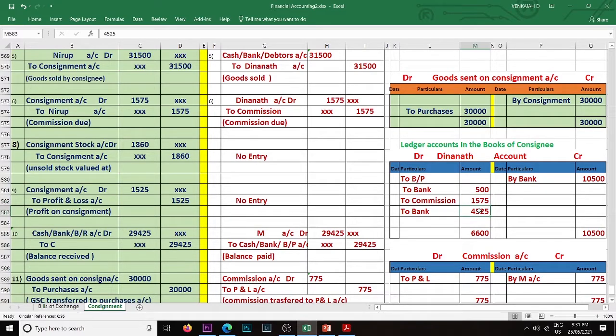Bank amount is 29,425 and sales amount is 31,500. Valid. For this also we already posted with the help of your name, Neeru. Here consignor name is Dinanath.